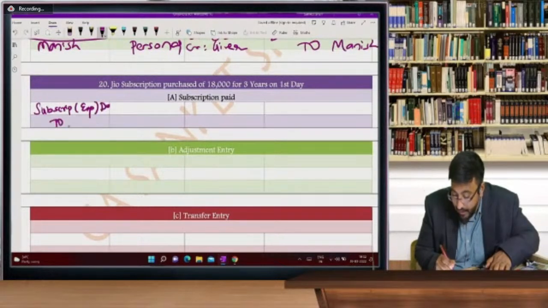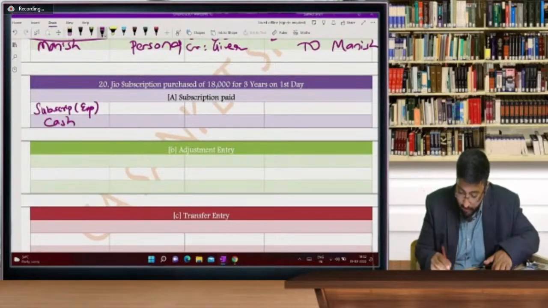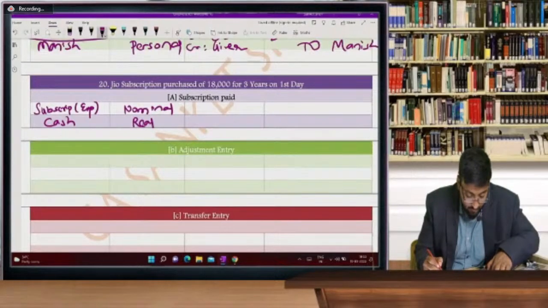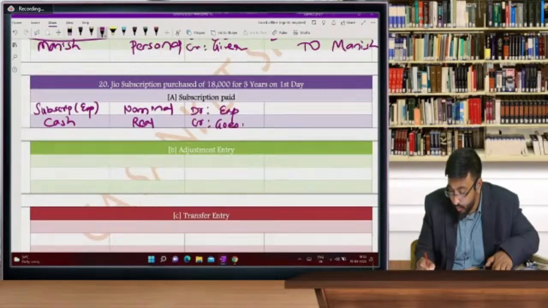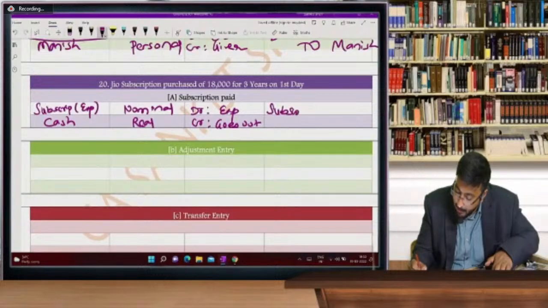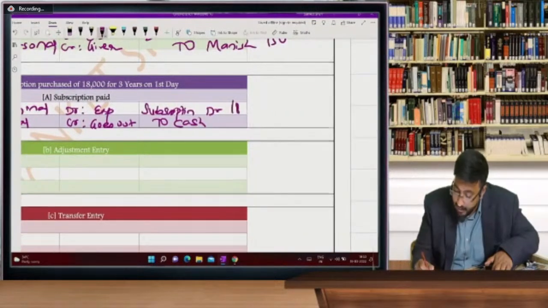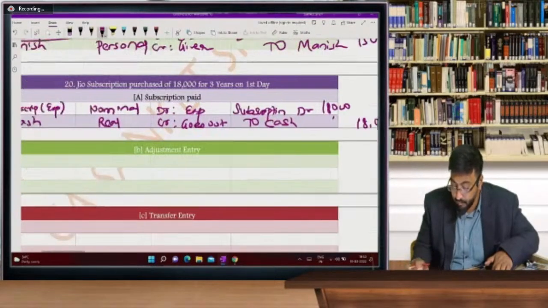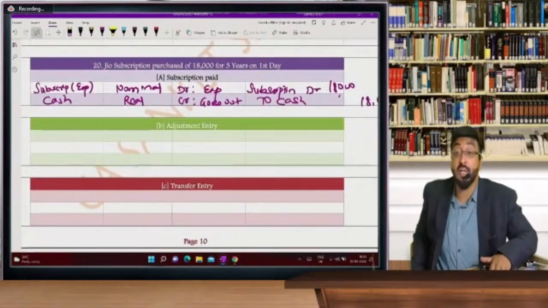Because subscription might be income for Jio. And cash account. Now, beta, this is actually an expenses account. This is a nominal account. Subscription expense is a nominal account. But wait. Cash is a real account. Debit all expenses. Credit what goes out. So subscription account debit to cash 18,000, 18,000.